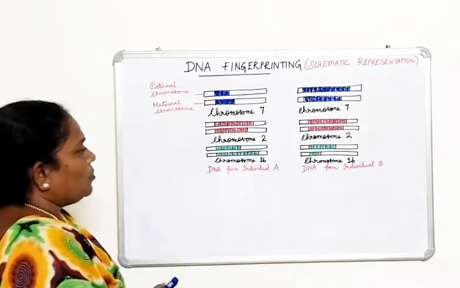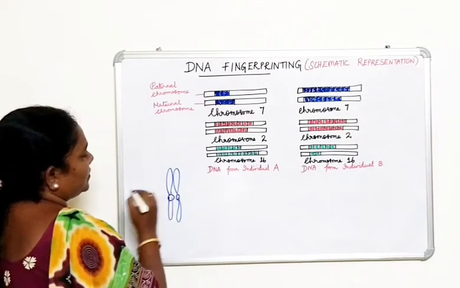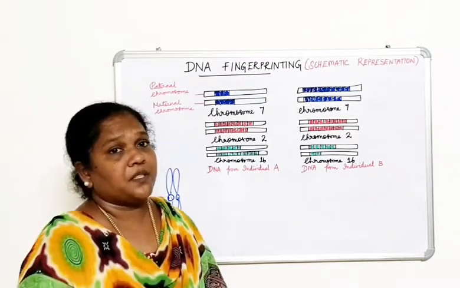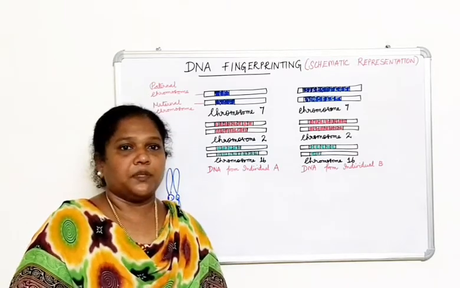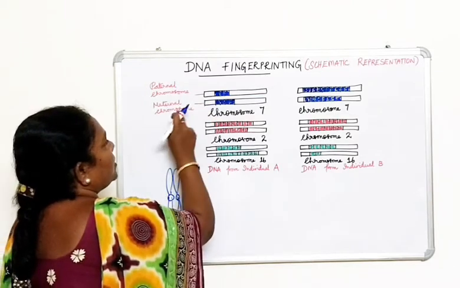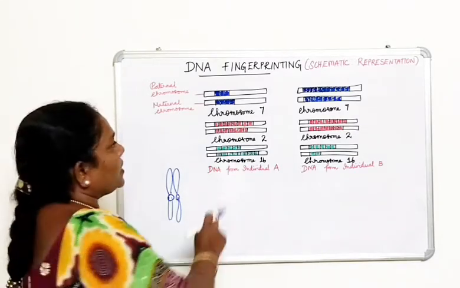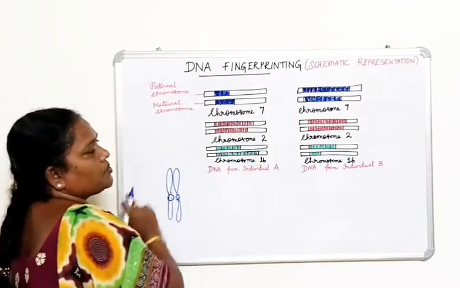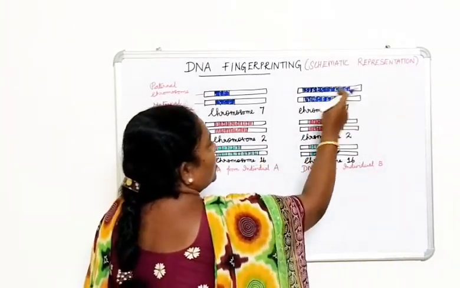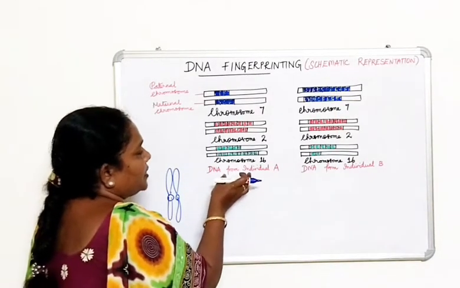When you look at these chromosomes, normally they are homologous chromosomes. In humans we have studied that 46 chromosomes are present, 23 coming from the father and 23 from the mother. So in the homologous pair, one is the paternal chromosome and the other is the maternal chromosome, one from the mother and the other from the father. Likewise in individual B, one is a paternal chromosome and one is a maternal chromosome. So we have taken two different individuals.